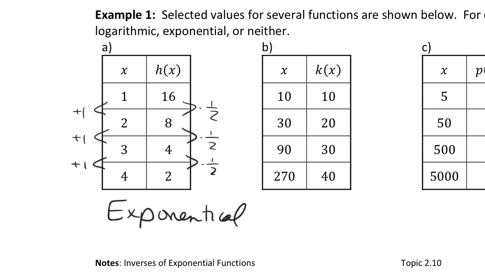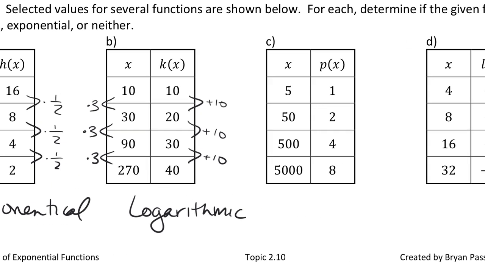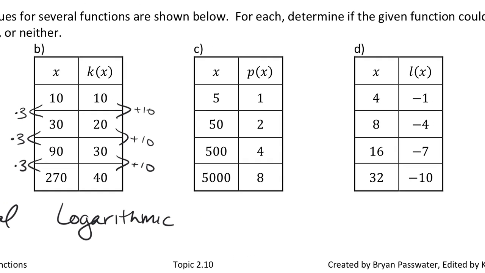What's happening on B? What do you notice? What's happening on the input values? Multiplying by 3, and we're consistently multiplying by 3 every single time. What's happening on the output values? Adding 10. So if the input values are changing proportionally and the output values are changing over equal length output value intervals, what kind of function does this represent? Logarithmic. Nice. What about C? What's happening on the input values?